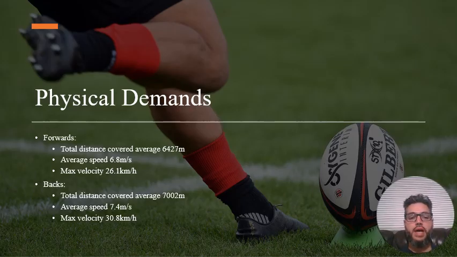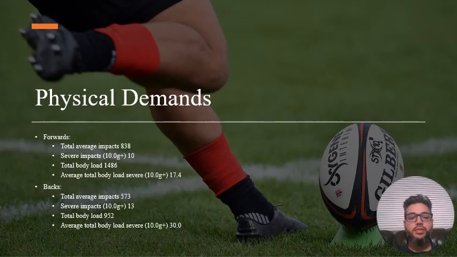Backs tend to have to cover more distance in games versus the forwards, so having a lot faster acceleration and max velocity is very crucial. And as you can see, the difference between forwards and backs for max velocity is almost 4 to 5 kilometers per hour, which is huge.